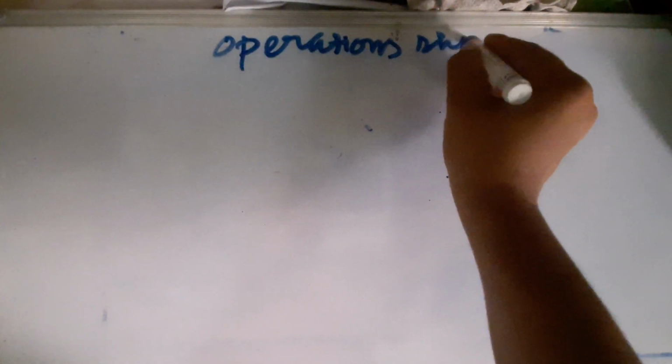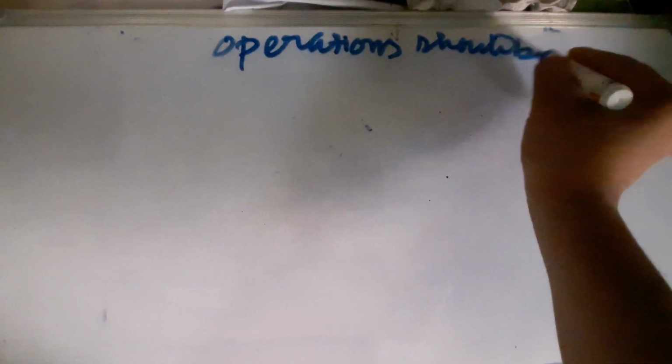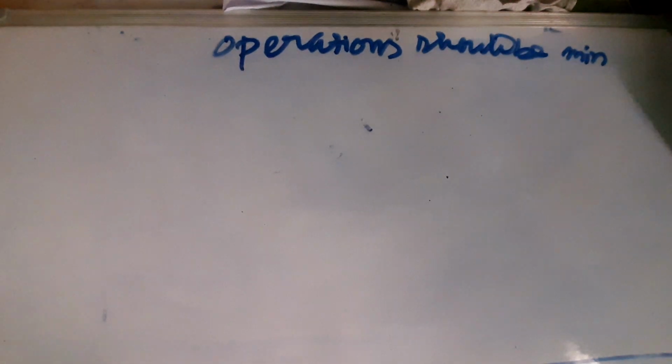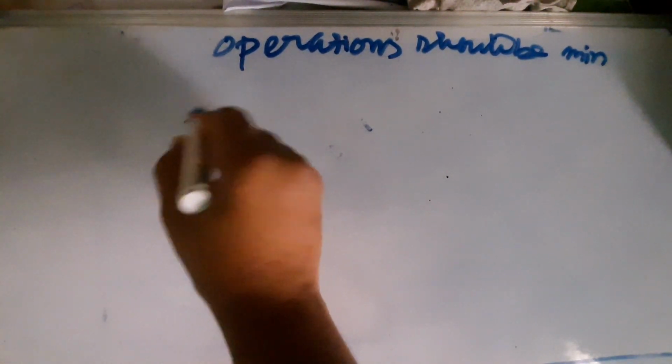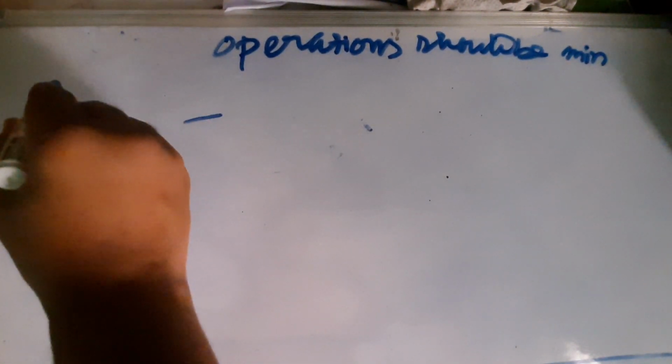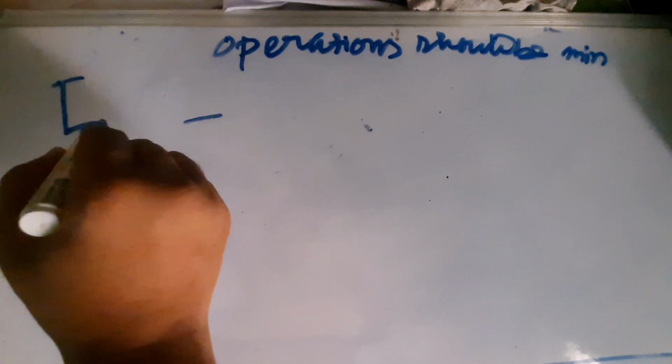We also need to find the minimum number of operations, right? That is given in the problem statement. So the operation number should be minimum. What do you mean by that? Okay, let's take an example.